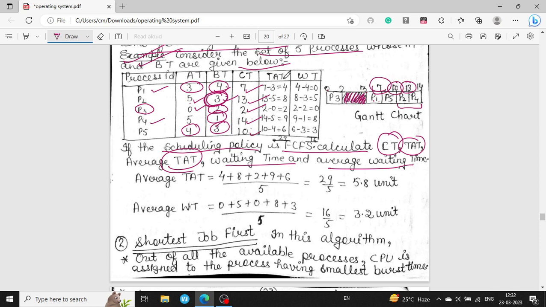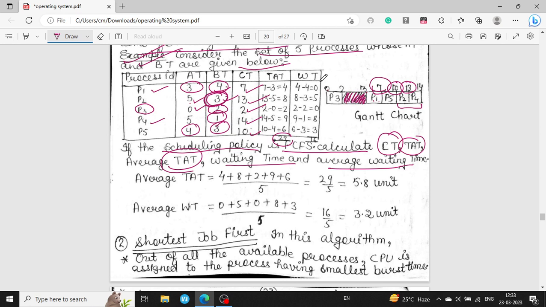How to calculate total turnaround time? We calculate turnaround time by subtracting arrival time from completion time. 7 minus 3 is 4, 13 minus 5 is 8, 2 minus 0 is 2, 14 minus 5 is 9, 10 minus 4 is 6. When we add all these numbers we get 29. This is the total turnaround time.